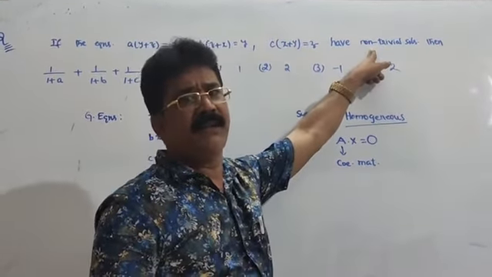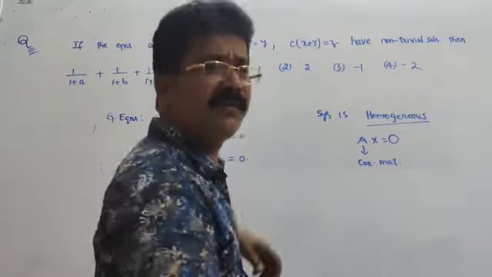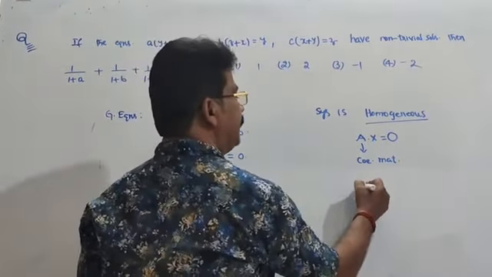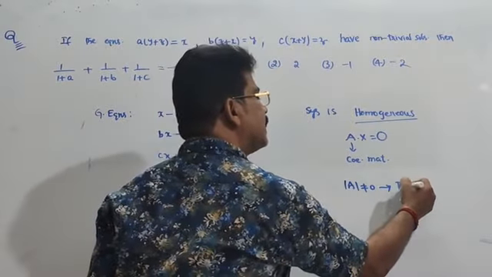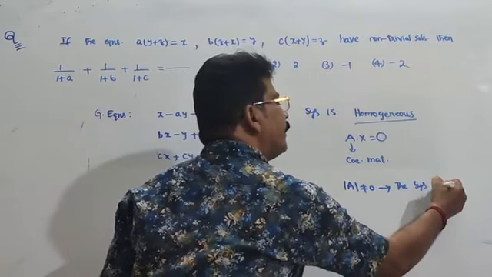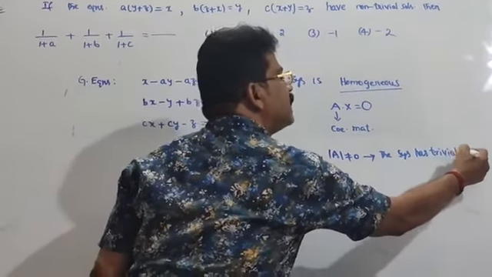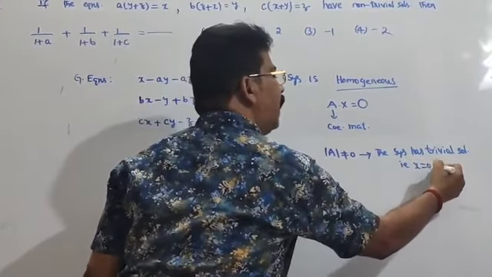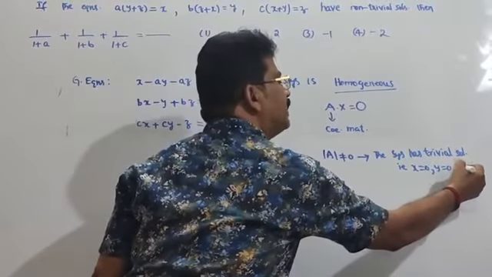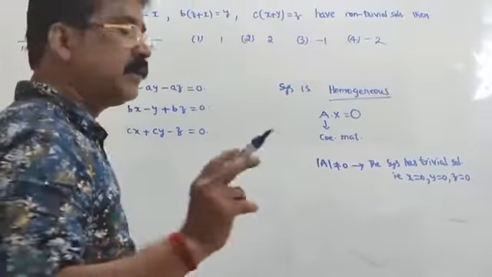Let us recall once again the conditions for a homogeneous system to have solutions. If det A is not equal to 0, then the system has a trivial solution, that is x = 0, y = 0 and z = 0. This is called the trivial solution.